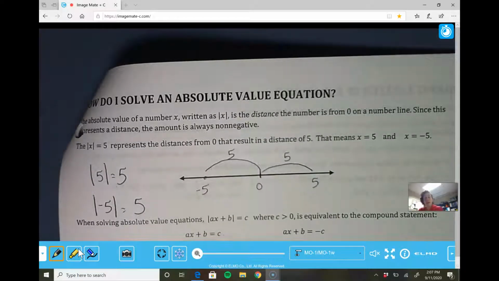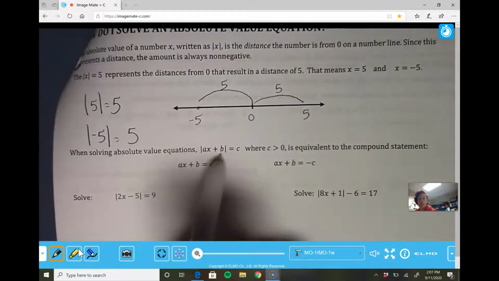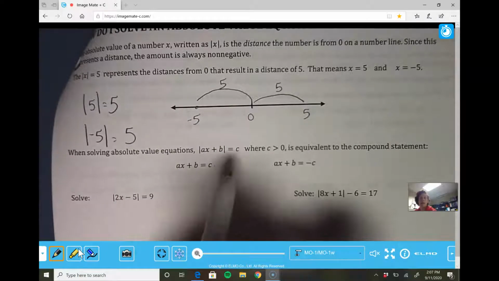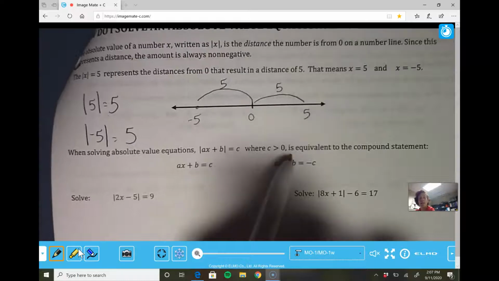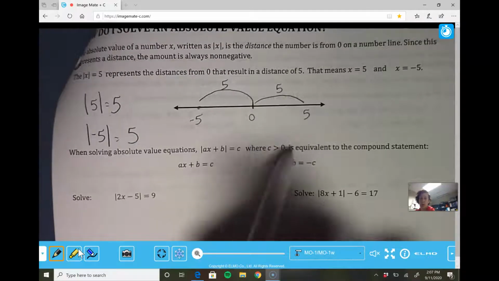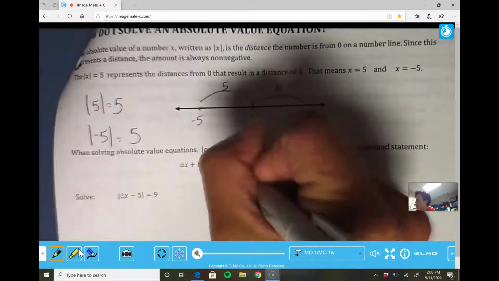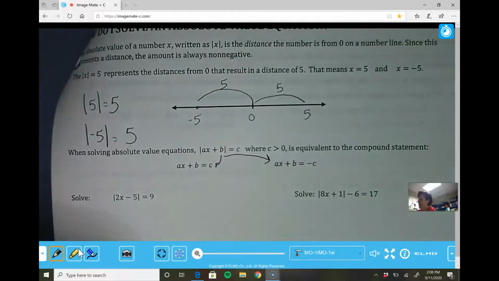So when we solve absolute value, we want to make sure that whatever we take the absolute value of, it technically ends up as a positive number. So where you see C, there's this extra condition at the end where C is bigger than 0. That's just ensuring that we're working with a positive number. So when you get a problem, you're actually going to be making 2 equations from it.